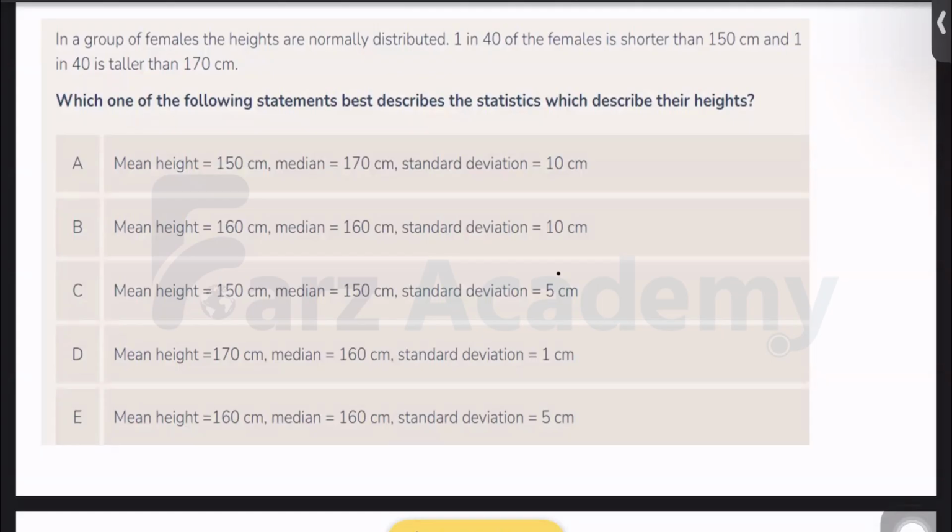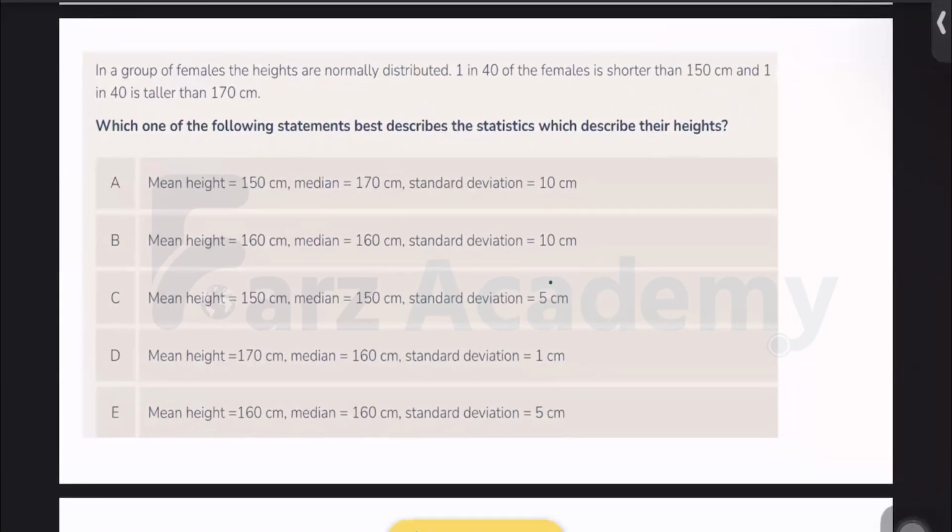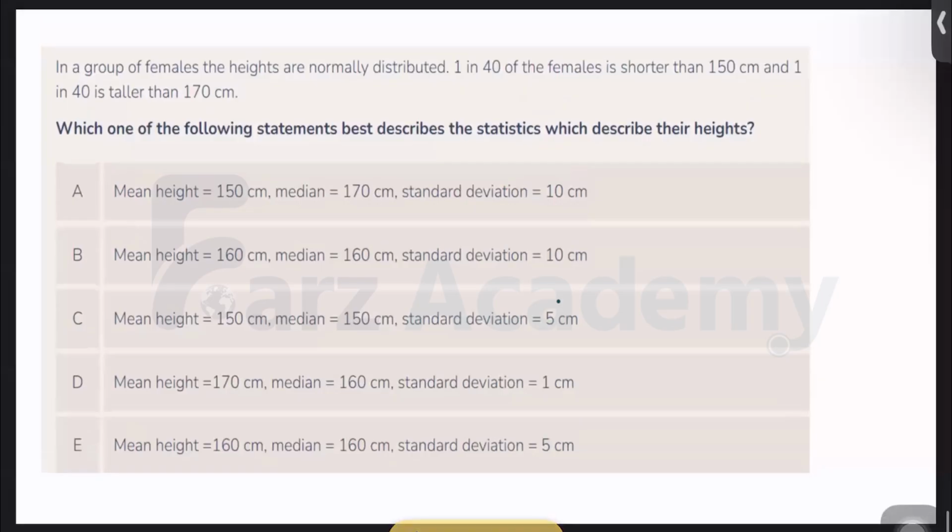Ma'am, can you please scroll to the right? Left. Option E. Anyone else? Good, very good.